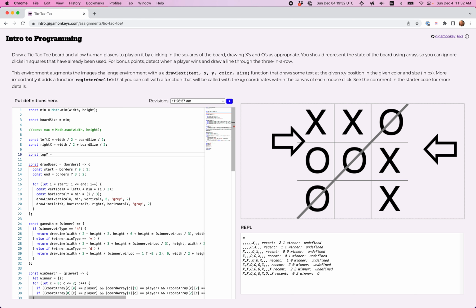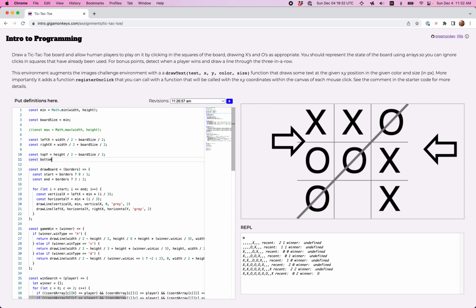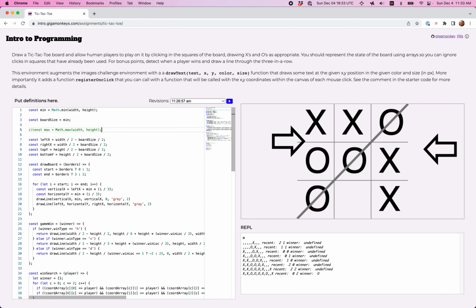And if we say top y, that is purely a function of the height. We can do basically the same thing. So same token, the y, start in the middle on the vertical axis, subtract half of the board size to get to the top, add half of the board size to get to the bottom. There's a bunch of different ways you can figure out where all these things are, but those are now written in terms of the width and the height where appropriate and the board size where appropriate.